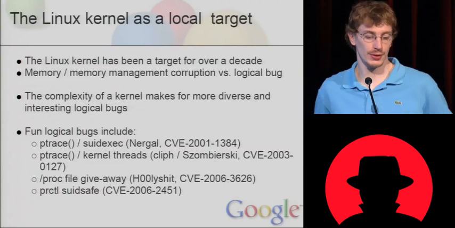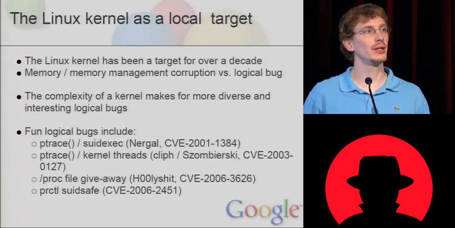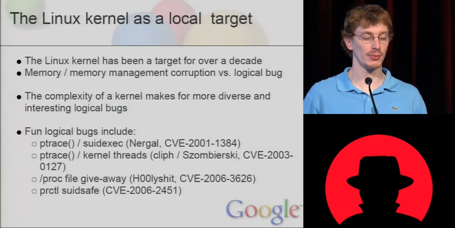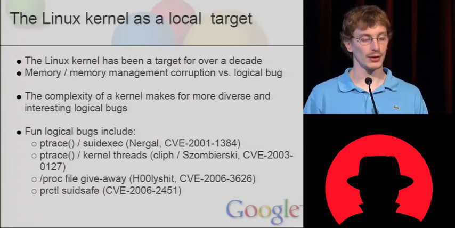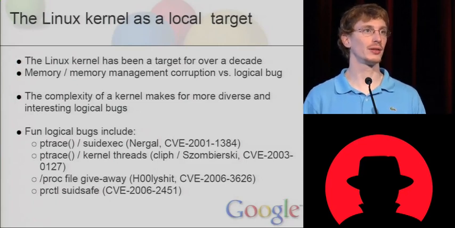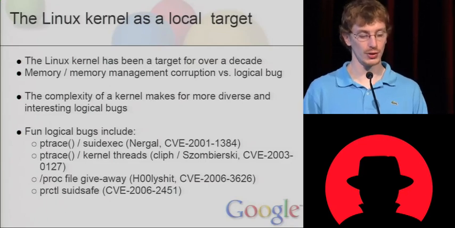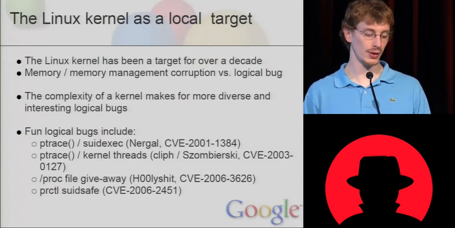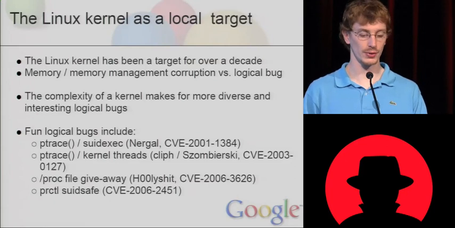The Linux kernel has been a local target for over a decade. We've seen many different kinds of bugs: memory management corruption bugs, which is the first type of bug, versus logic bugs. The complexity of a kernel makes for more diverse and interesting logic bugs than in userland usually. We've listed here a few logic bugs that we really liked. In particular, the first one I think is a really good example of things going wrong. If you want to take a look at this, they are really interesting.